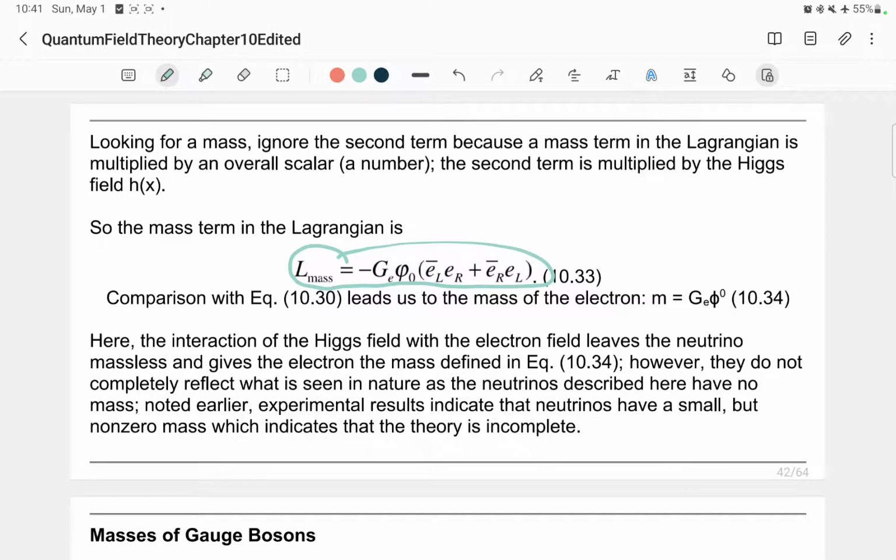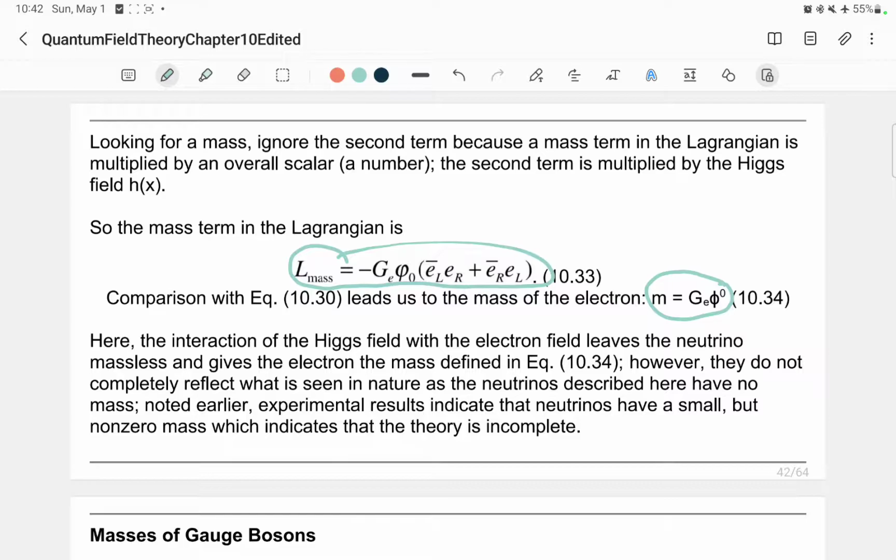So these are the electron, the right-handed and the left-handed electron. And so the mass would just be equal to the Yukawa coupling times the value of the vacuum. Here, the interaction of the Higgs field with the electron leaves the neutrino massless and gives the electron the mass defined in 10.34.